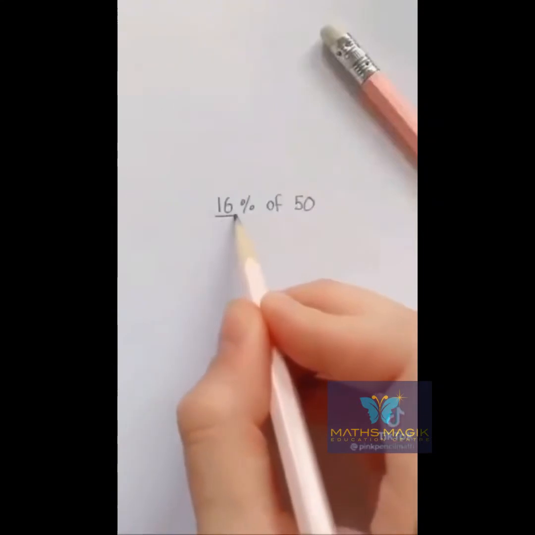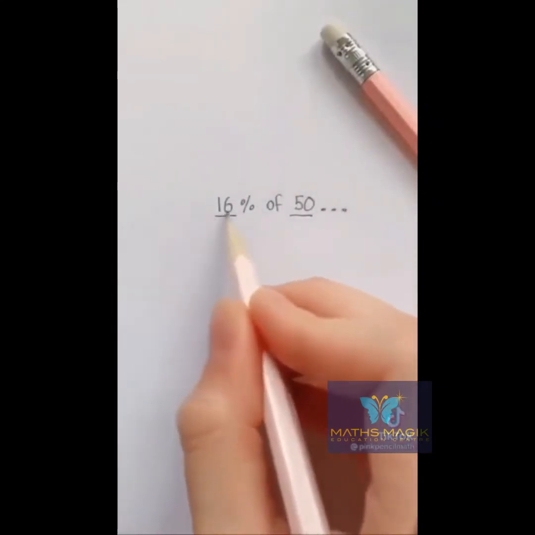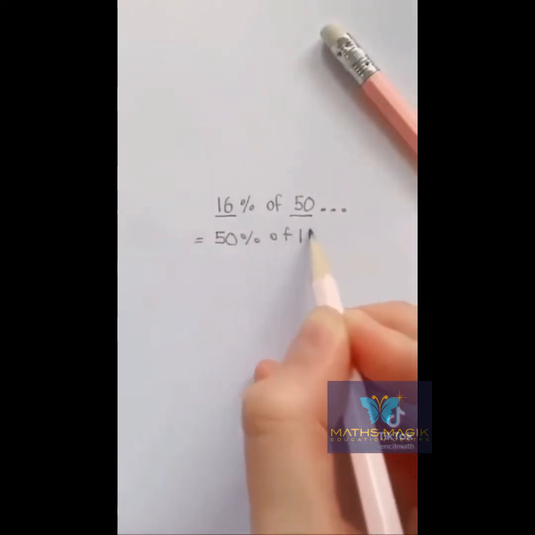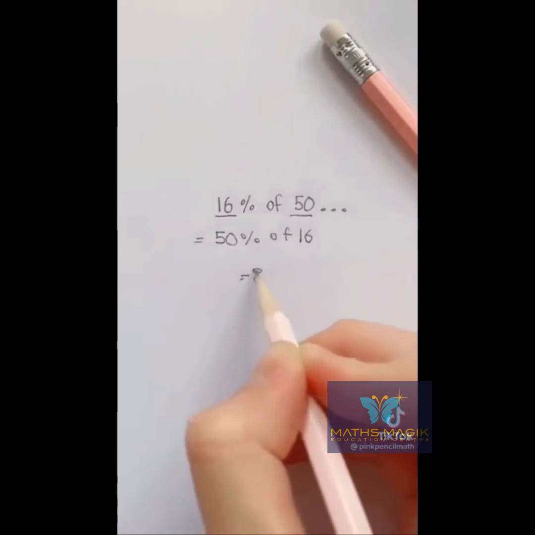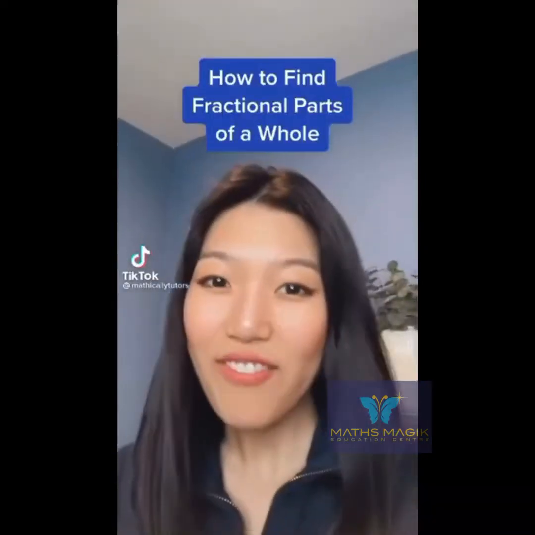What if I asked you to find 16% of 50? Well, you most likely need a calculator, but what if I told you that percentages can be reversed? So 16% of 50 is equal to 50% of 16, and half of 16 is 8. So 16% of 50 is equal to 8. Mind blown.